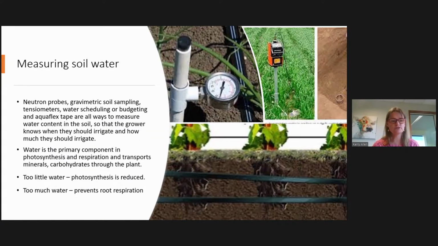Okay, so I'm here just putting in some agricultural water measuring techniques. So these are looking at neutron probes, gravimetric soil sampling, tensiometers, water scheduling, budgeting, aquaflex. So these are predominantly done in large scale crops, looking at carrot seed production, looking at pea crops. So with those types of things, we have to actively measure the soil water to know how much water we should be putting on. Too much, once again, is going to prevent root respiration, and too little, your photosynthesis is reduced. So we want to maintain that at its field capacity.